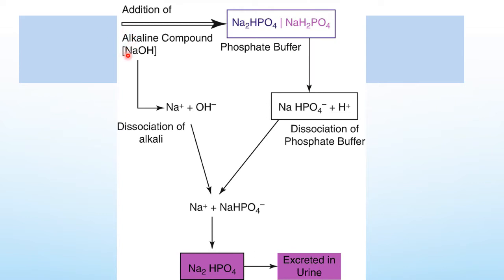Now in cases of alkalosis, the sodium dihydrogen phosphate component of the phosphate buffer comes into action, which donates a hydrogen ion to maintain the pH in the body, and which later gets converted with the rest of the components into disodium hydrogen phosphate and is excreted in the urine.